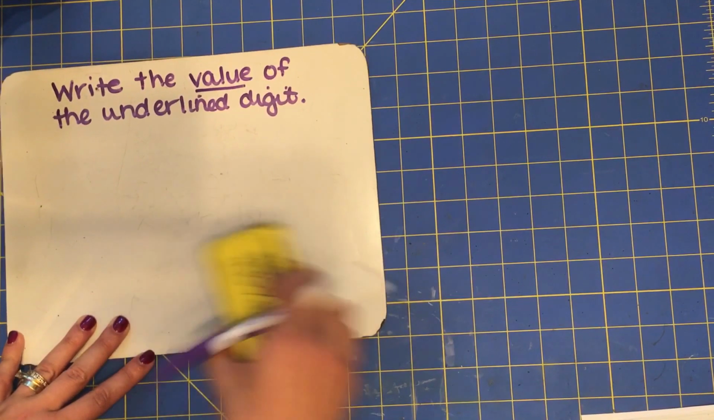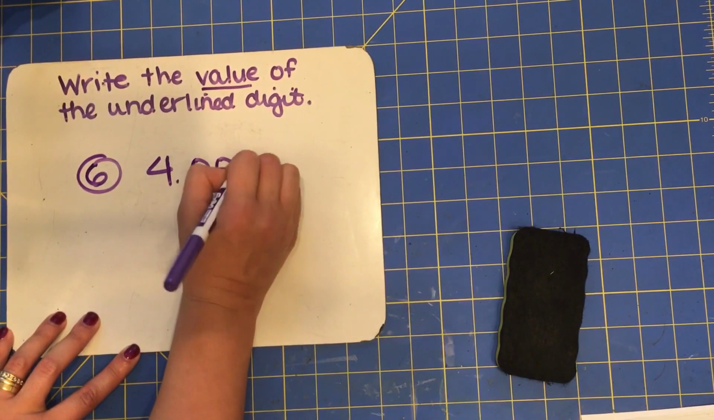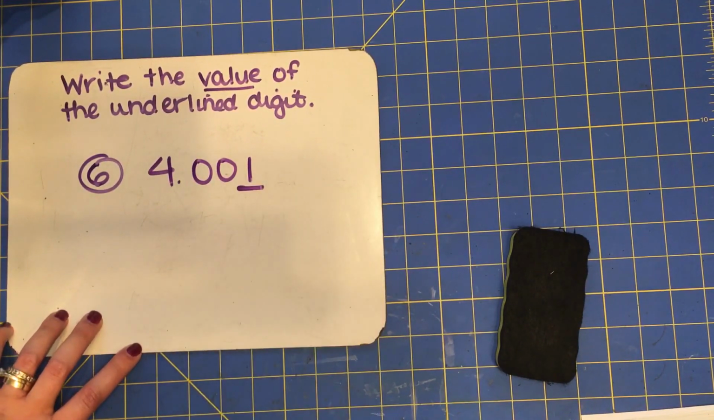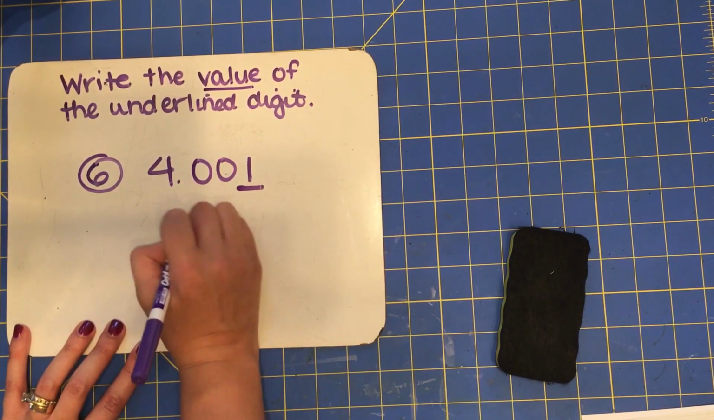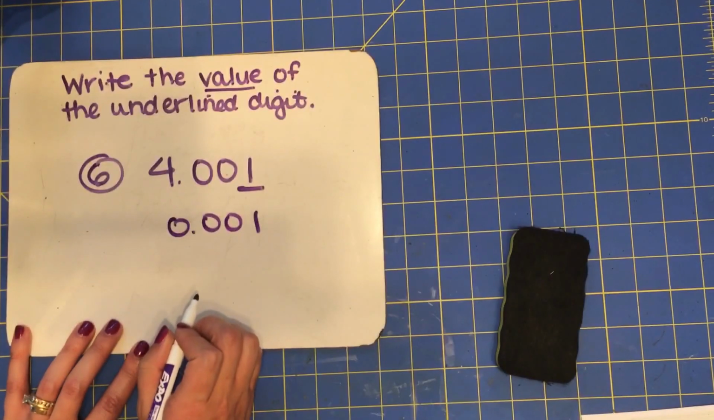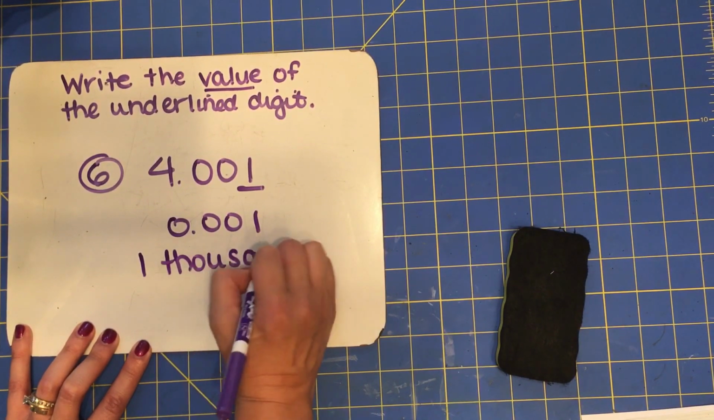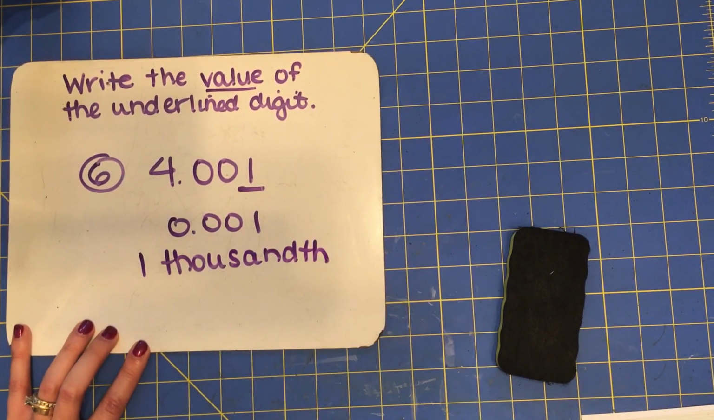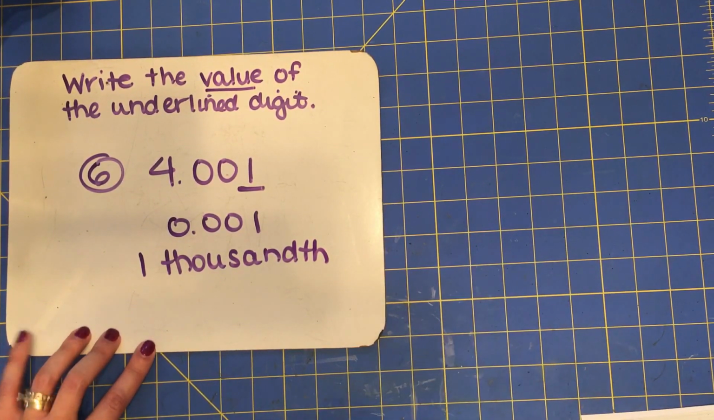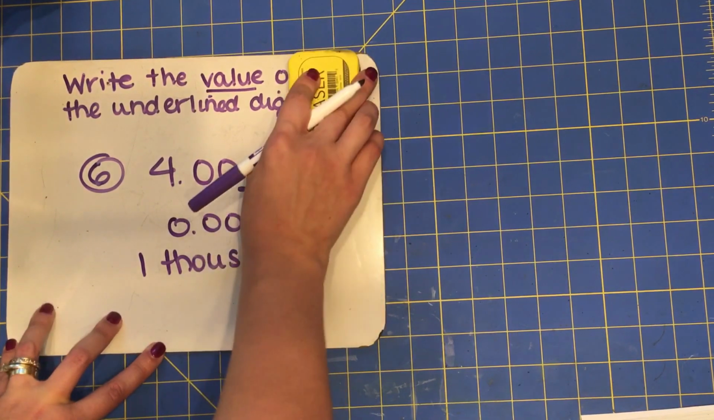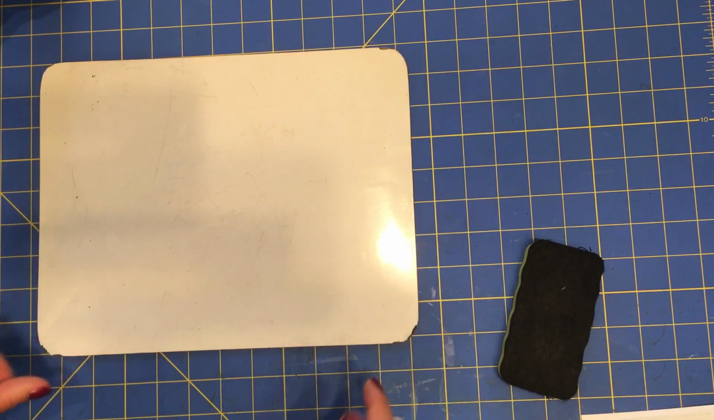And the last one in the section, number 6. And in this case, the 1 is underlined. And the 1 in this case is in the thousandths place. So that's an acceptable answer, or 1 thousandth. Either one of those is an acceptable answer. And that's from lessons 3.1 to 3.2, numbers 3 through 6. So now we're going to move on to the next section. This is lessons 3.3 to 3.4.